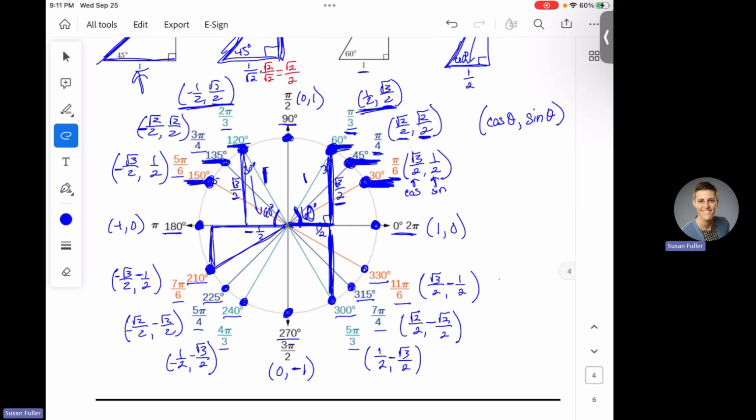So you're going to have to practice this over and over and over again until you can get this in your brain solidly. But once you have everything in here, this is an amazing tool.